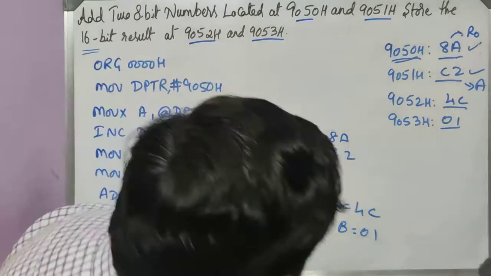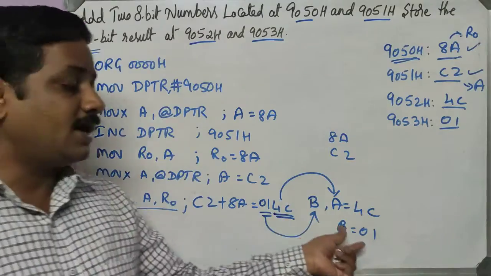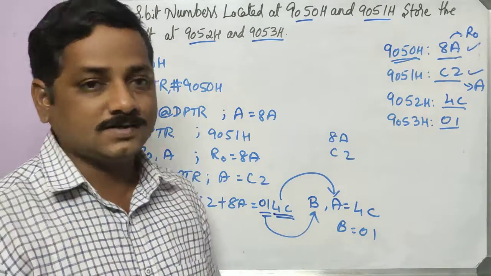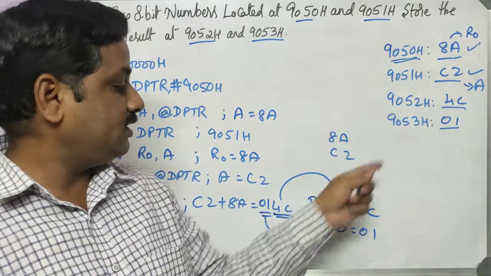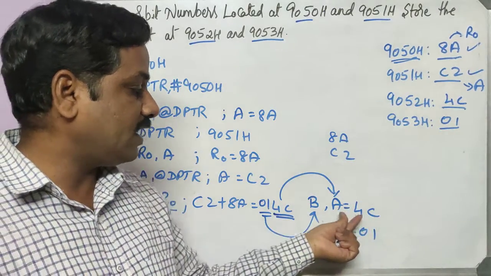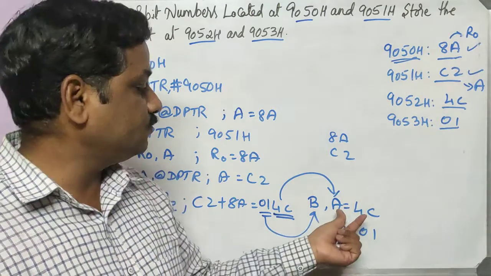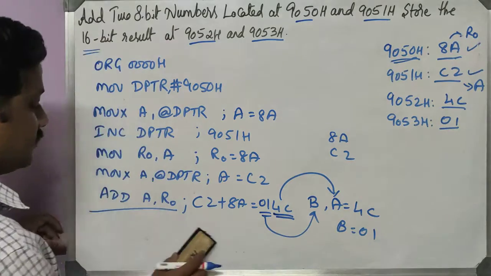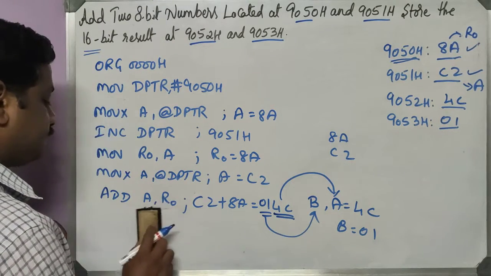But our intention is to get this answer at 9052 and 9053. So I want 4C at 9052. Right now, where do we have that 4C? We have it in the accumulator. So just move this to 9052. That's it. So let's see how to do that.